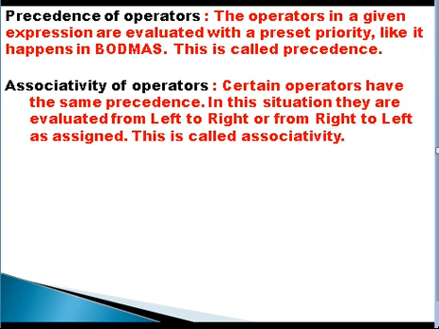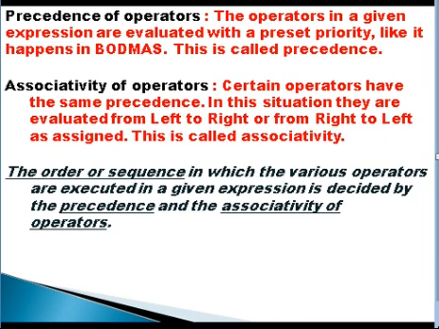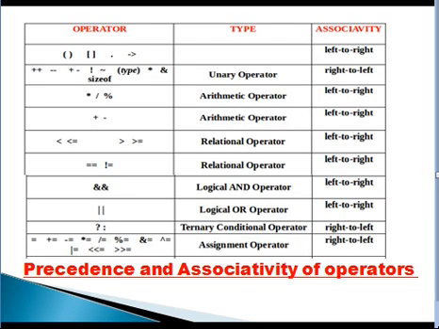There can be certain operators which have the same precedence, meaning they have the same priority. Then how will they be solved? They will be solved either by operating from left to right or from right to left. It is predefined. This is what we call associativity. These two taken together are what we call the order or sequence in which the operators will be executed in a given expression. So let us discuss it further.